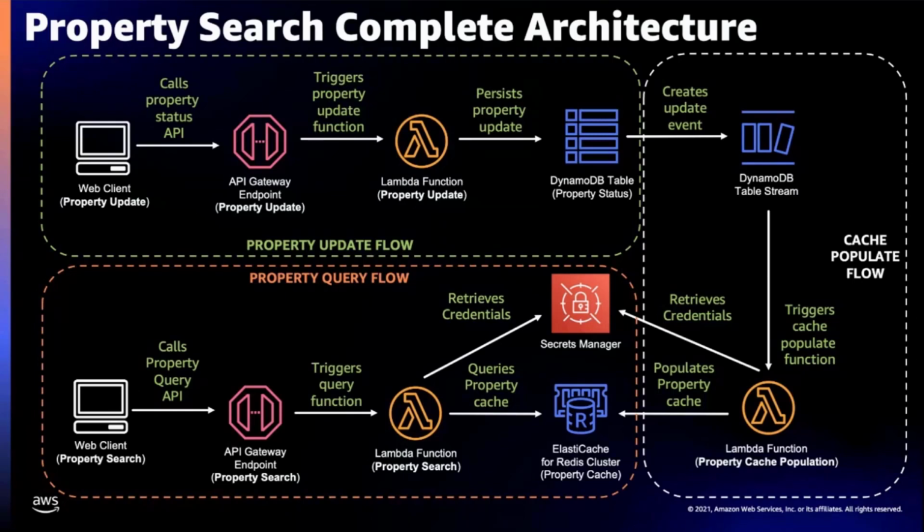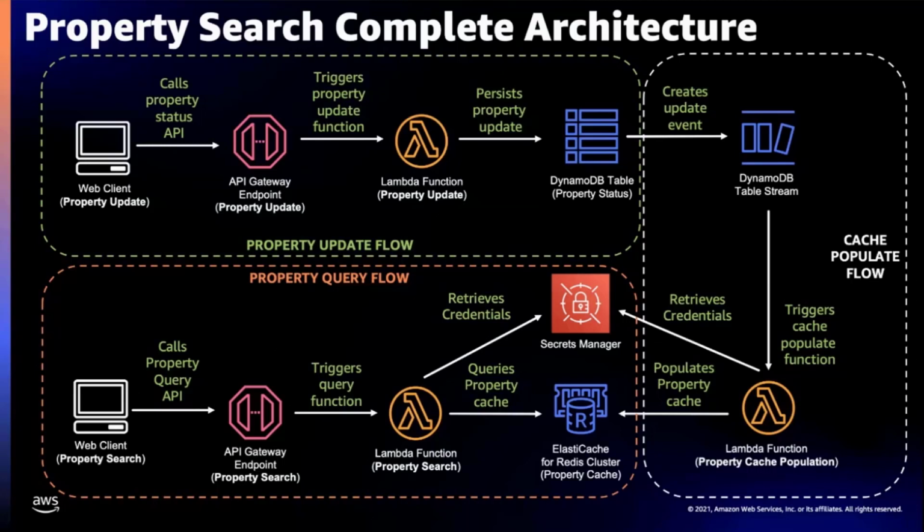And one of the things we're going to need to do is to securely store the credentials used by the Lambda functions to access Redis. And we're going to do that using Secrets Manager, which can securely store data that Lambda can retrieve and use to access the system.